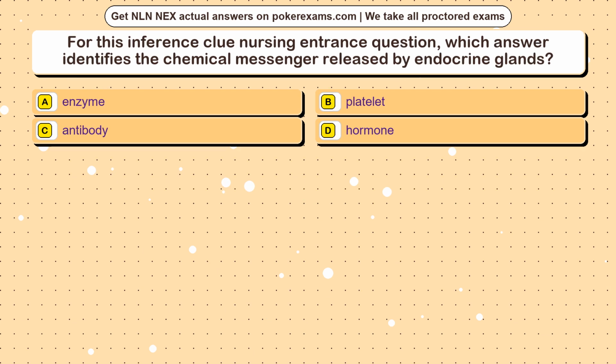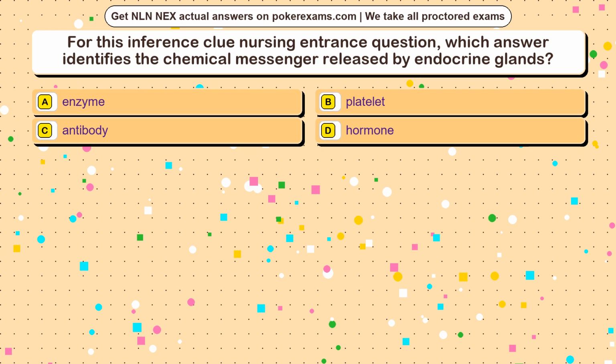Question 13. For this inference clue nursing entrance question, which answer identifies the chemical messenger released by endocrine glands? Option A. Enzyme. Option B. Platelet. Option C. Antibody. Option D. A hormone.